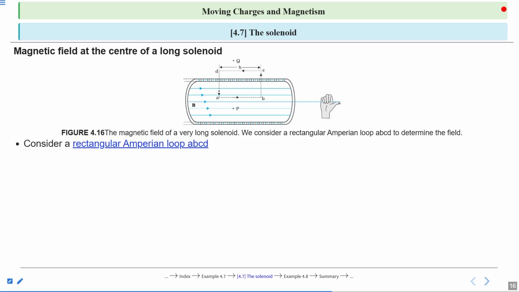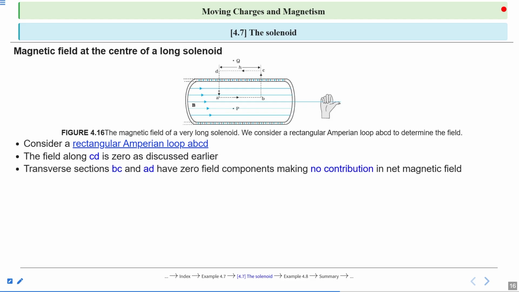Now consider the rectangular Amperian loop ABCD. The field along CD is 0. Why is the field along CD 0? Because we have taken an assumption that the field is very weak outside the solenoid. That's why along this CD there is 0 magnetic field, because the field outside the solenoid is considered 0. That's why the field along this CD section, which is outside the solenoid, is 0.